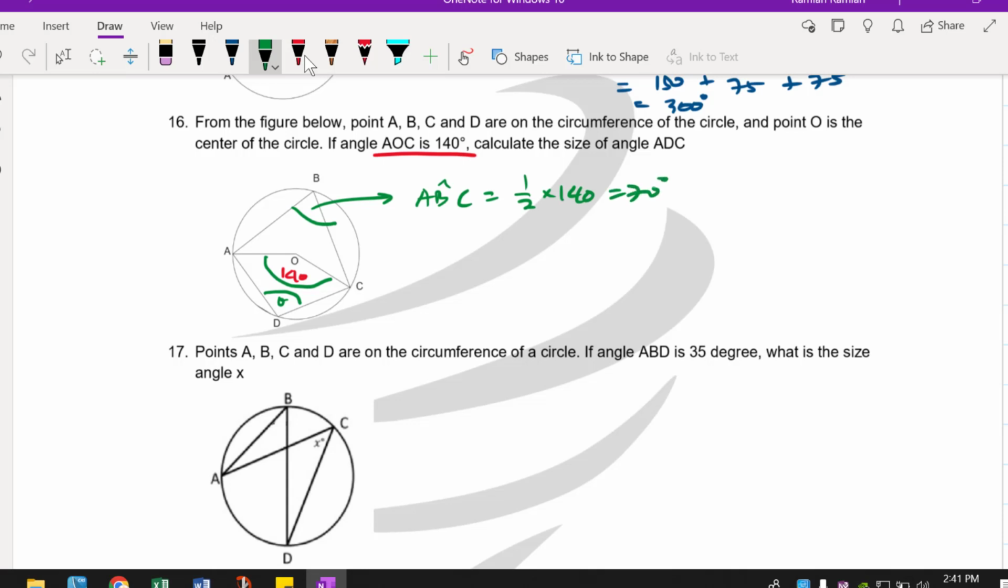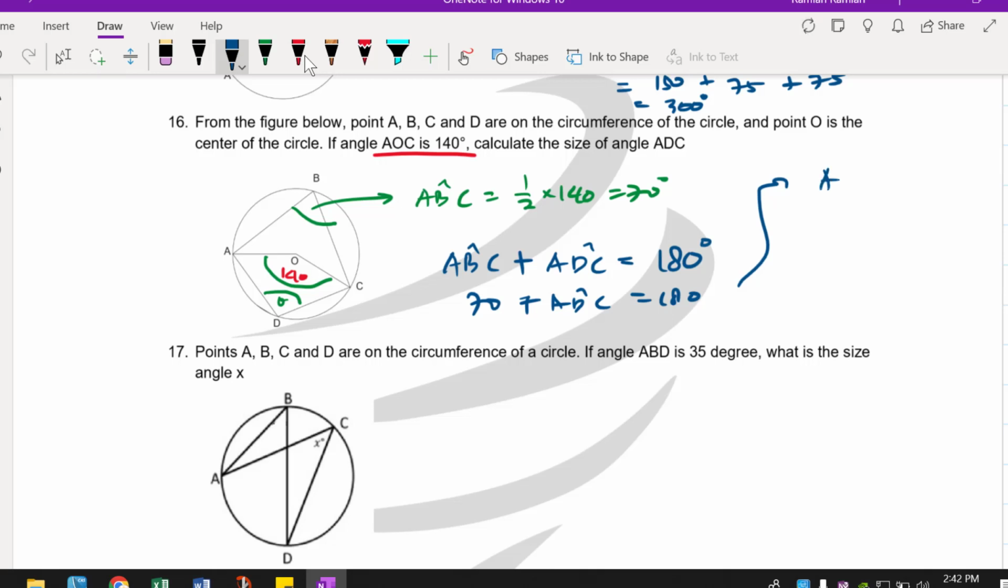Now another theorem that we can use to find angle ADC is that the opposite angles of a cyclic quadrilateral in a circle sum up to 180 degrees, right? So if you add this guy and this guy, they'll be 180. So angle ABC plus angle ADC equals 180 degrees. Since we know that ABC is 70 degrees, 70 plus ADC equals 180. So angle ADC will be 180 minus 70, which equals 110 degrees.